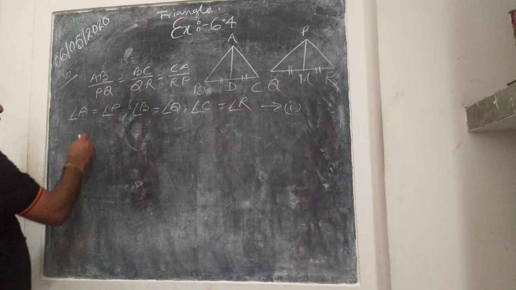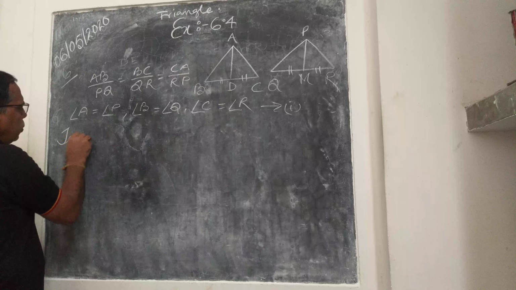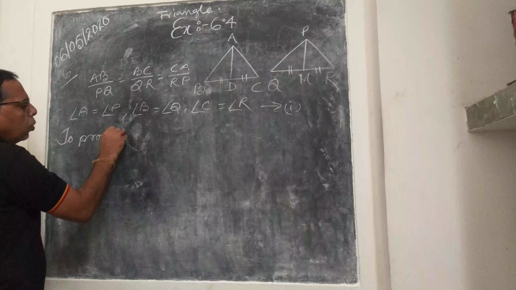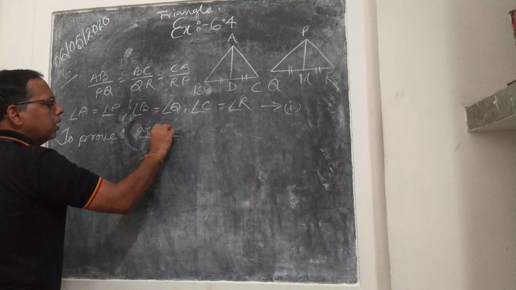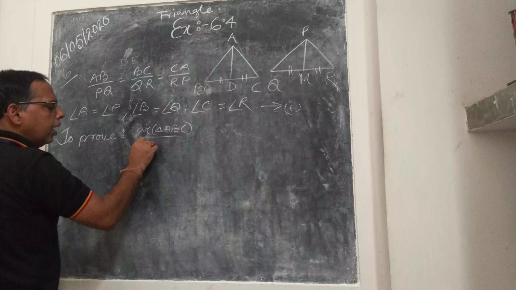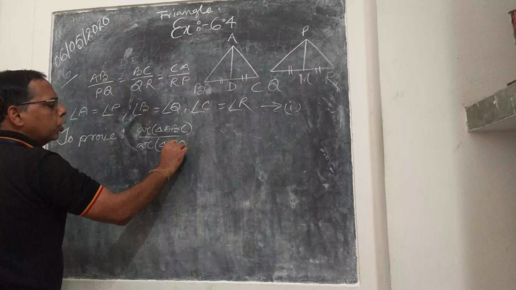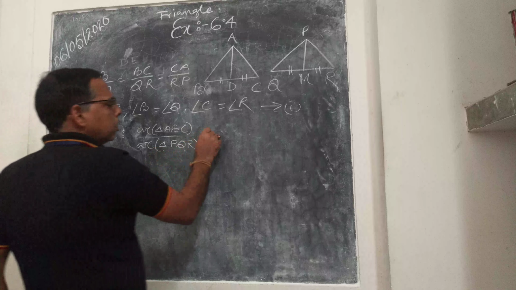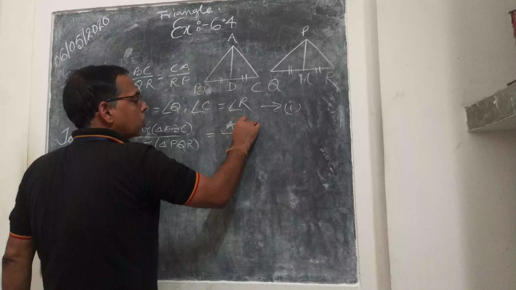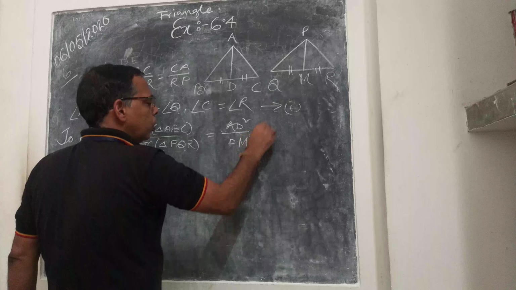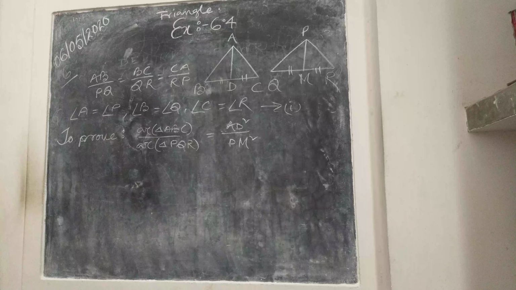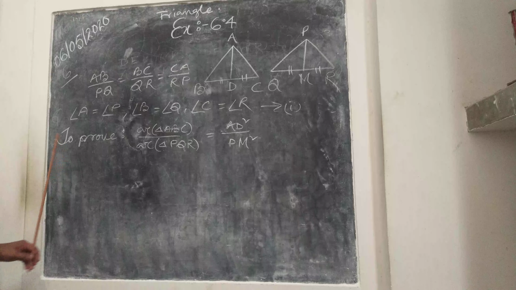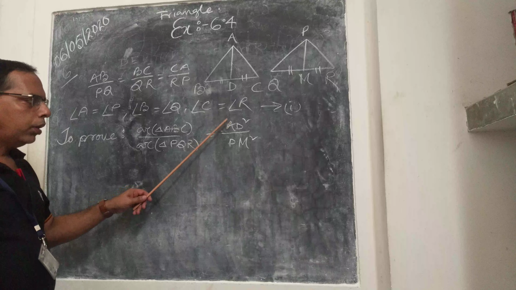Now you have to prove that. To prove, what do you have to prove? Area of triangle ABC by area of triangle PQR equal to AD square by PM square. AD square by PM square. Then in that case you see, first, whether we have written this one?